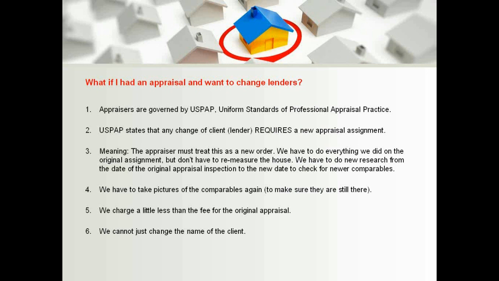We have to do everything we did on the original assignment. The only thing we don't have to do is remeasure the house, because typically homes don't grow or shrink. But we have to take pictures again because something may have changed in the house. We have to re-research from the time we did the original appraisal till the date that you want the lender changed, to find if there are any new sales or any new listings. If there are, then we have to change all that information.